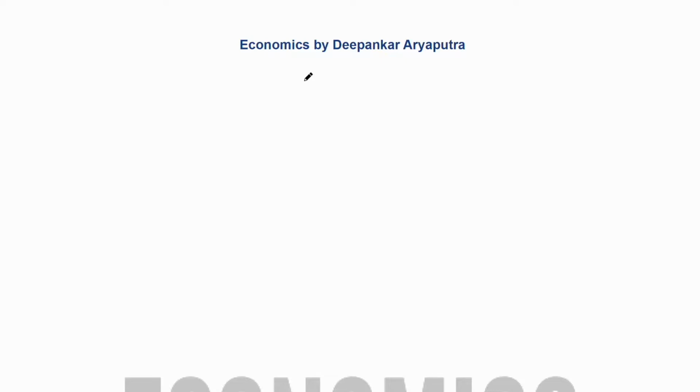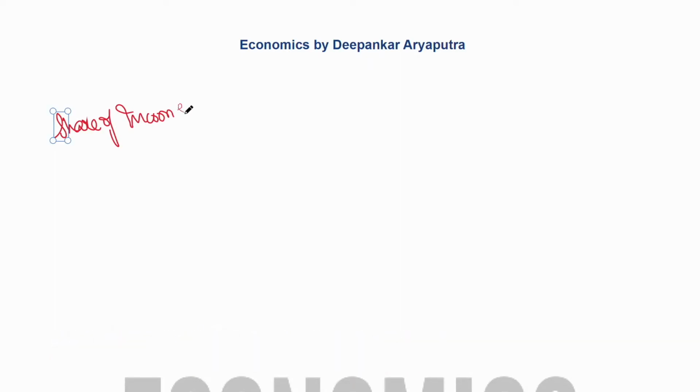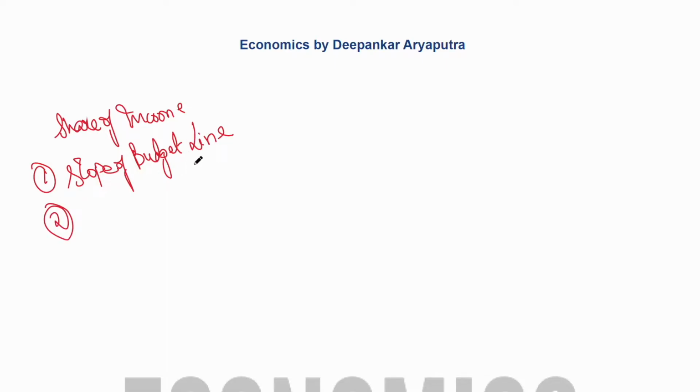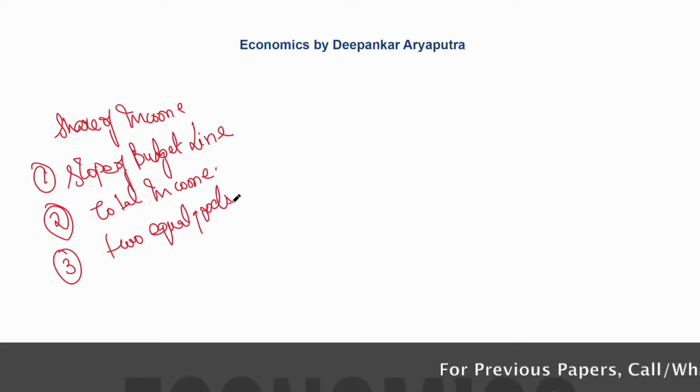So in today's video we are going to discuss how to calculate share of income, when we have two pieces of information. One is the slope of the budget line, and the second is the total income. In addition, a third piece of information that has also been given is that the amount is spent on two equal goods. How do we interpret this?